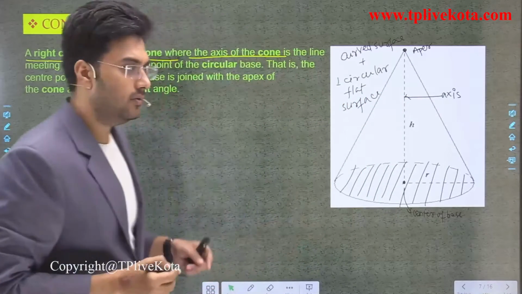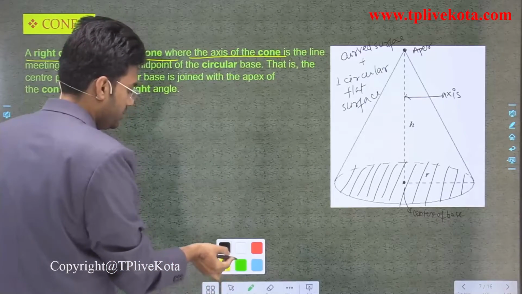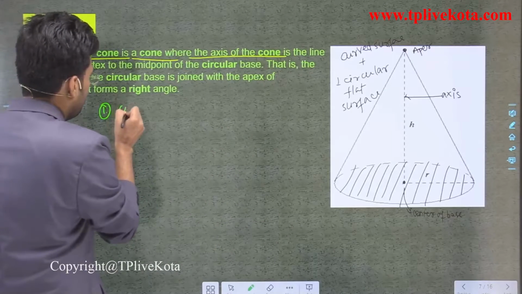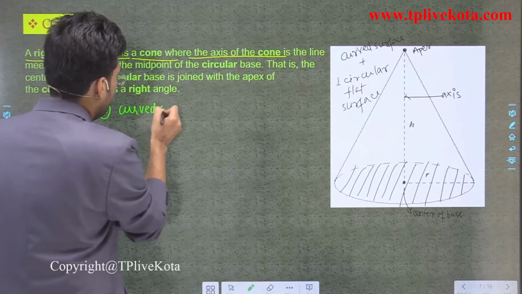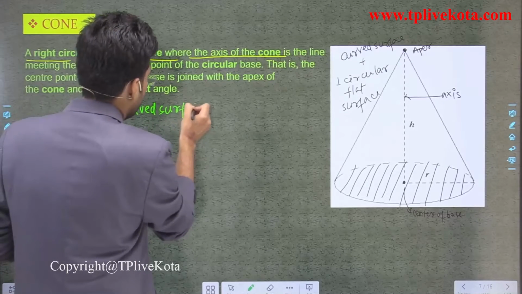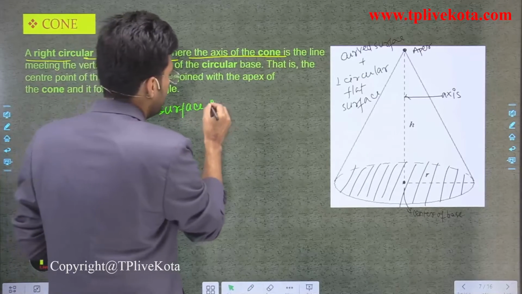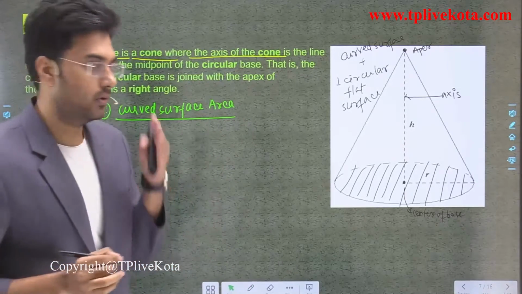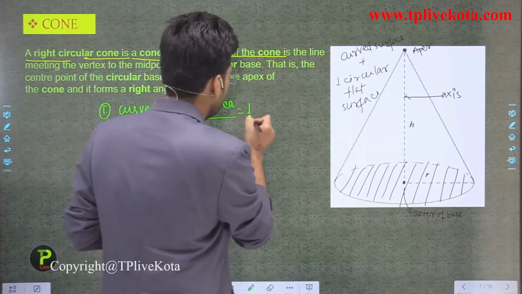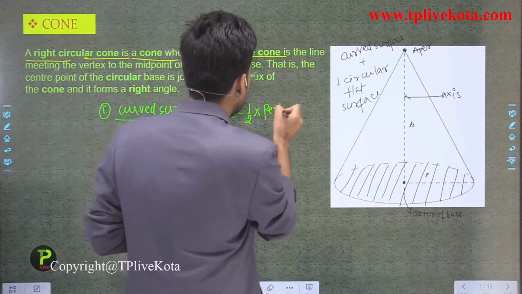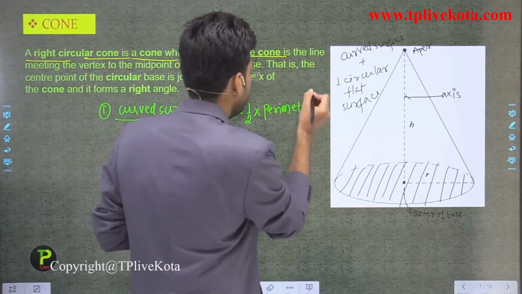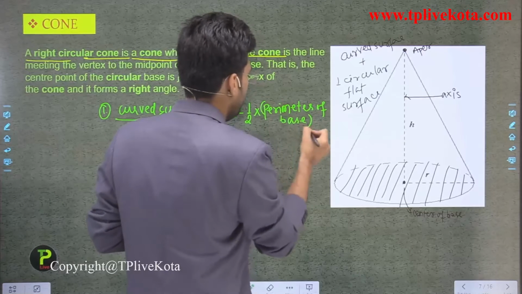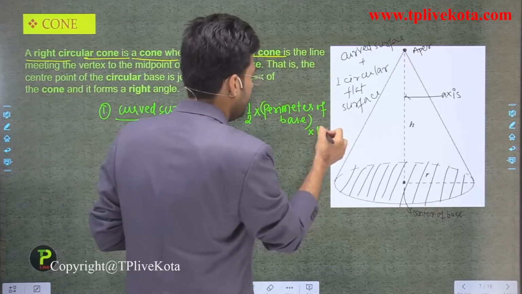Okay, so now let's discuss formulas of this right circular cone. So the first is curved surface area. So students, curved surface area of right circular cone is equals to what? It is half multiply by perimeter of base multiply by slant height.